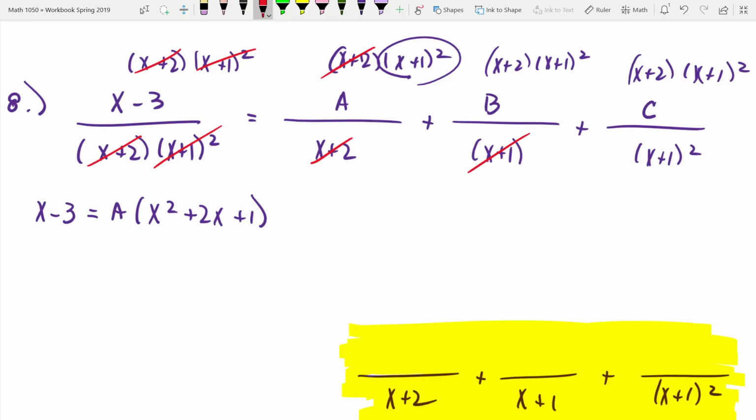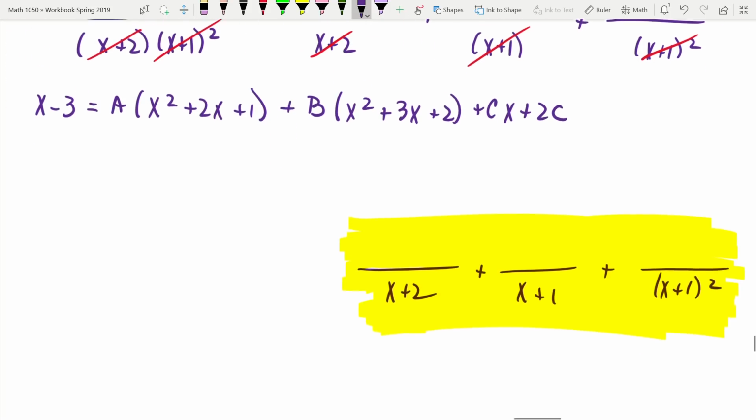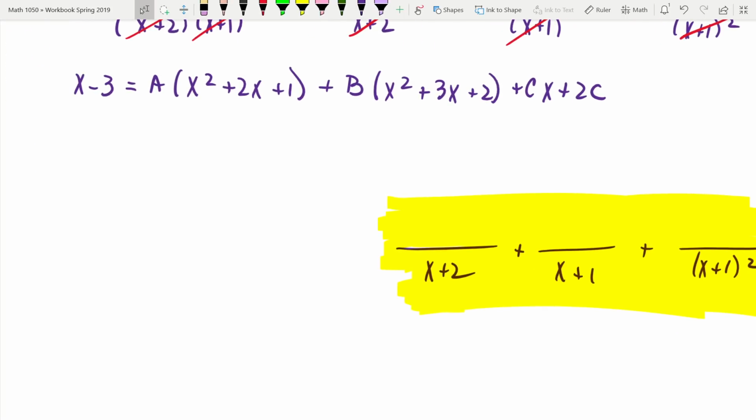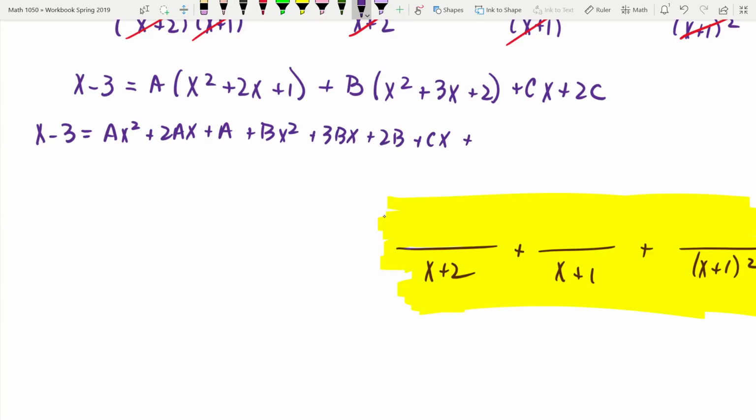So this x plus 1 cancels with one of those x plus 1s. And now we've got the same scenario. We've got a b multiplied by two things that must be FOILed, which is x to the second plus 3x plus 2. Then we do the last one. X plus 1 squared cancels with x plus 1 squared. Distribute, and you get cx plus 2c. Please don't start splitting this apart yet, because I need to distribute that a and b. So I have x minus 3 equals ax to the second plus 2ax plus a plus bx squared plus 3bx plus 2b plus cx plus 2c.